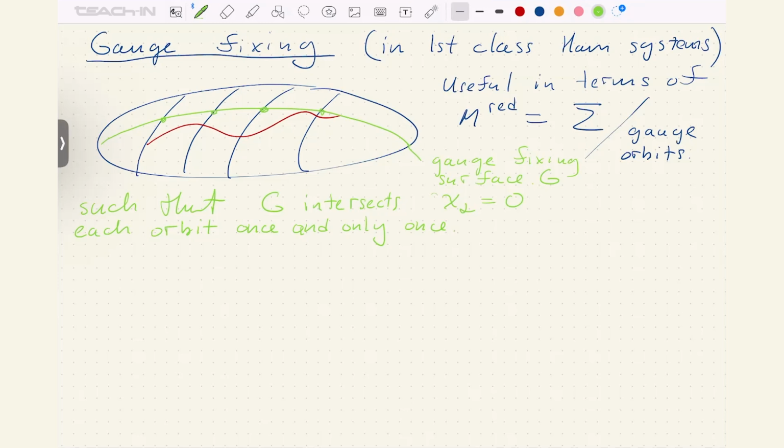The problem, again, in reality, is that such a surface may not exist globally. Locally, under the assumptions we made in mechanics, in finite dimensions, it exists. Globally, probably not. But if we are ready to disregard certain issues, like for instance, if the surface intersects a certain gauge orbit twice or three times or something like this, maybe it's not so important in the class of solutions we are interested in, we can live with that.